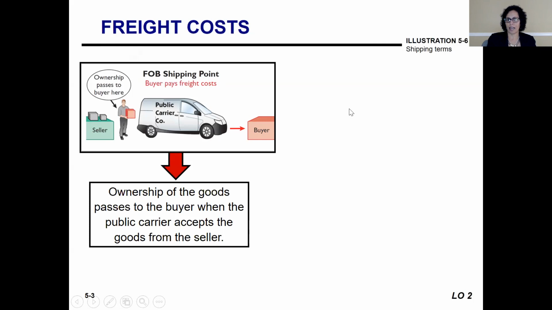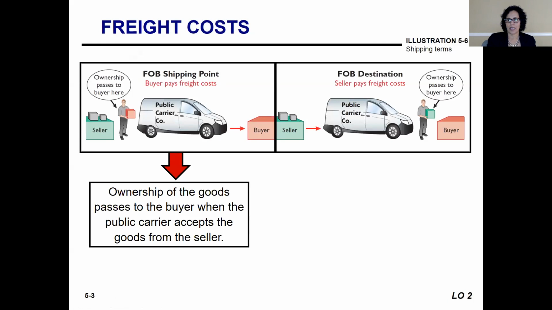Now there could be another type of freight terms, and that's called free on board destination. Free on board destination means the title of the goods, which means legal ownership, passes only when the UPS guy gives it to the buyer. So who's owner during transit? The seller is still the owner, therefore they pay for the freight costs.